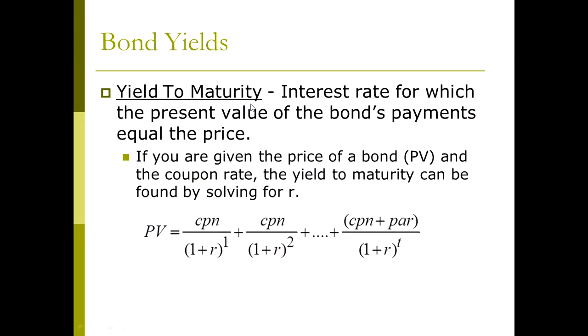Yield to maturity. What is yield to maturity? If you look at this present value formula, the R in the formula is the yield to maturity. So this R, the discount rate, is the yield to maturity. That is the definition of the yield to maturity, which is the interest rate for which the present value of the bond's payments equals the price.